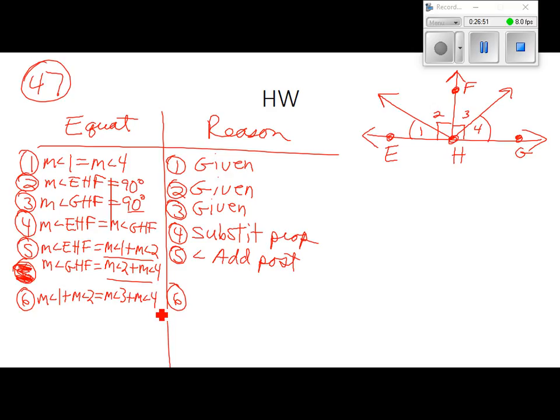So look at what they did. What did you know about these two angles? What do we say right here? These two are the same. If these two are the same, what's that tell us about these two things over here? They've got to be the same. Did I write that wrong? That should be 3 plus 4, shouldn't it? I wrote it wrong.